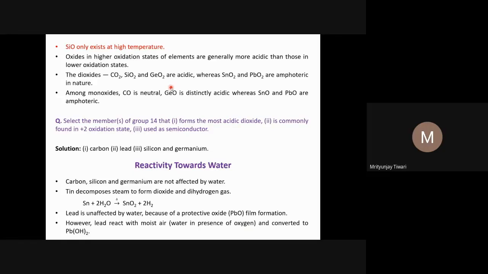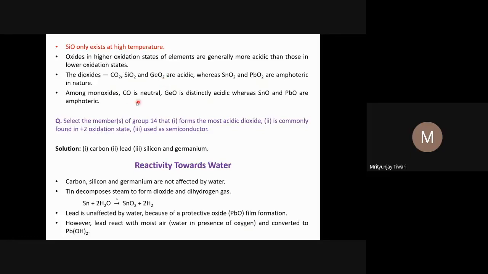So, what does it mean? CO2, SiO2 and GeO2 are acidic. So in the plus 4 oxidation state, oxides of germanium are acidic, whereas tin and lead are amphoteric. Means tin dioxide and lead dioxide, SnO2 and PbO2, are amphoteric in nature, meaning they can react with both acids as well as bases. However, the dioxides of carbon, silicon, and germanium, CO2, SiO2, and GeO2, are acidic in nature.